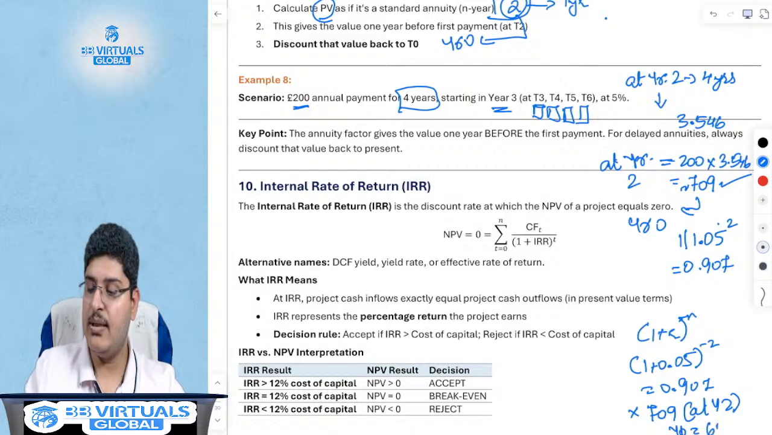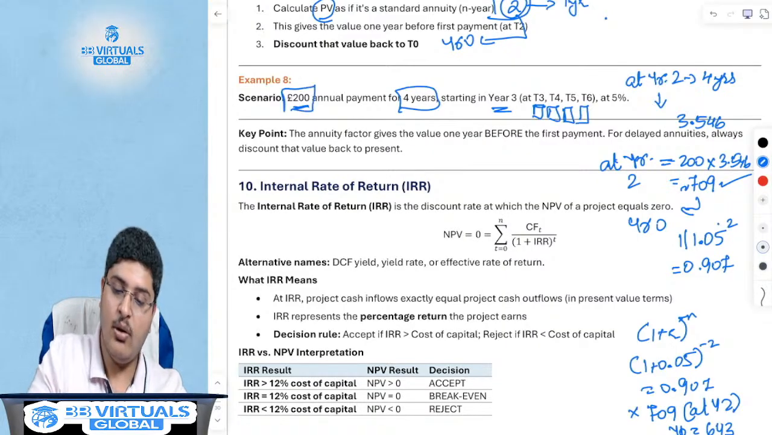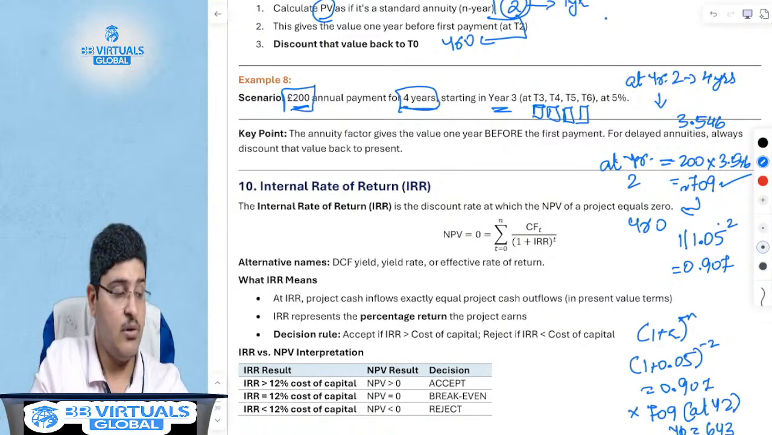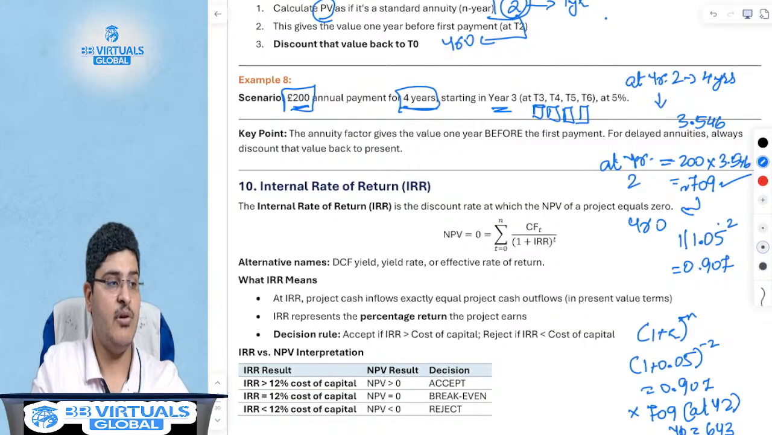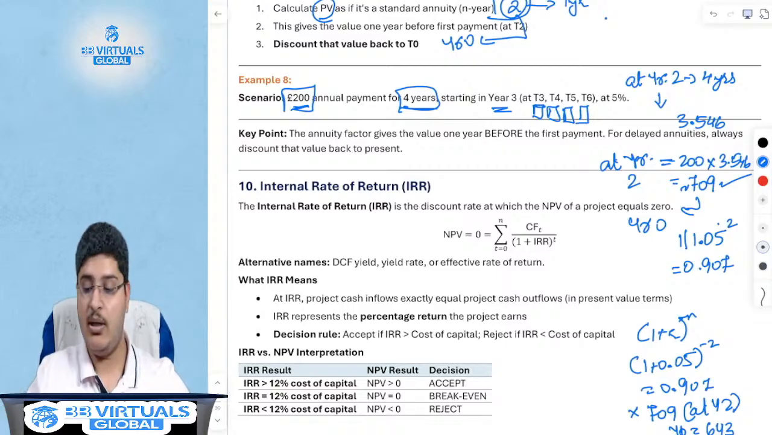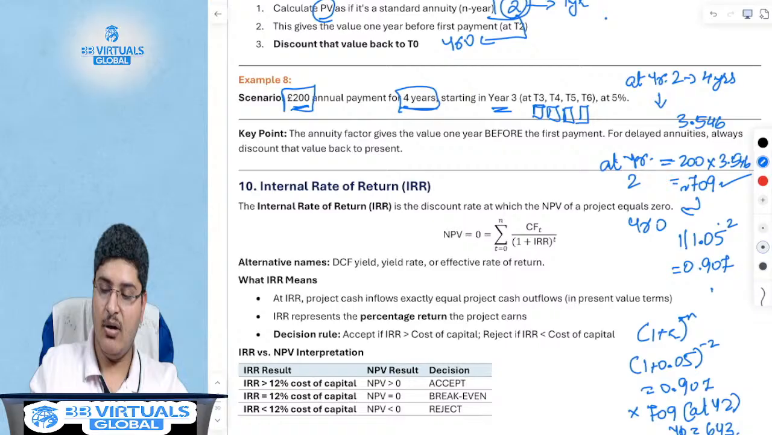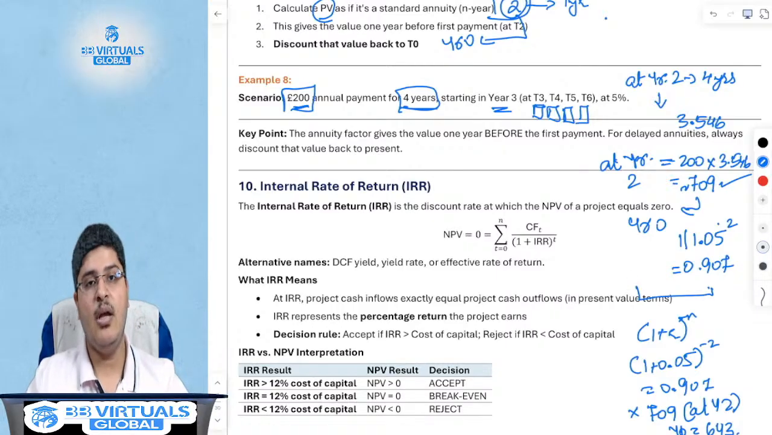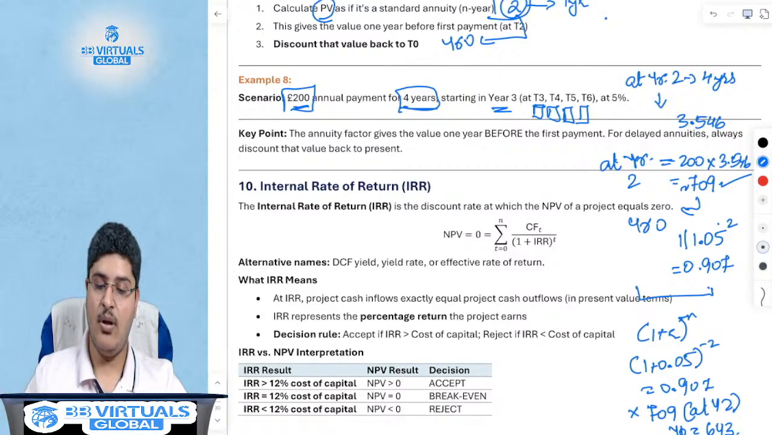This number is 643. So what is the 200 of annual payment for 4 years, starting year 3? What is that number? The number is nothing but 643 rupees. How did we do it again? We brought it from year 2 to year 0. At year 2, we had already calculated a present value for the next 4 years.